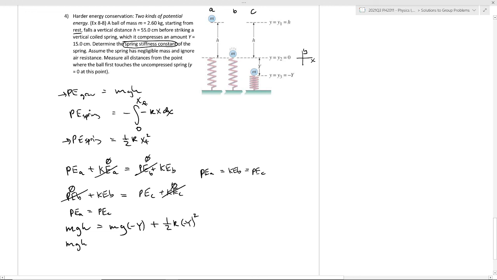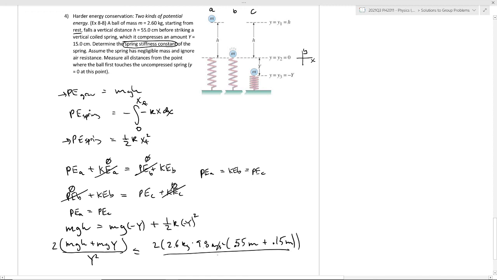So let's do that. mgh plus mgy, with a factor of 2 divided by a factor of y squared, would give us k. Let's put in our numbers here. So what's the mass? 2.6 kilograms, times a factor of g. The heights, so we have 0.55 meters and 0.15 meters added together. And then this would all be divided by 0.15 quantity squared, 0.15 squared. And you crunch the numbers, and you would find that the spring constant is 1585 newtons per meter.